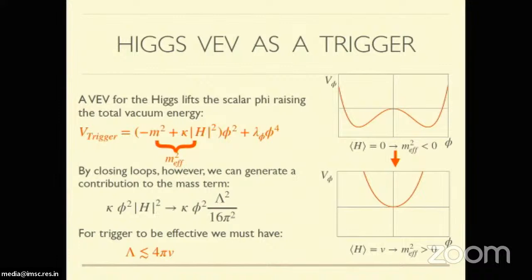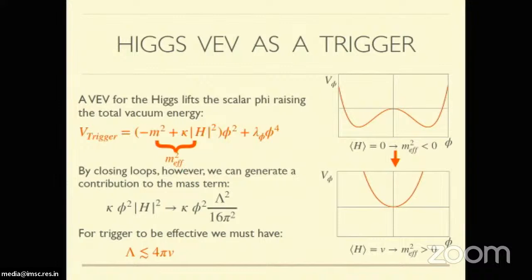The problem with this model, however, is that if you write this term, then you should also write a term. Because we want a very high scale of new physics, you can just close the Higgs loop and you could have written this term already. And this is quite a common problem in these kinds of models.